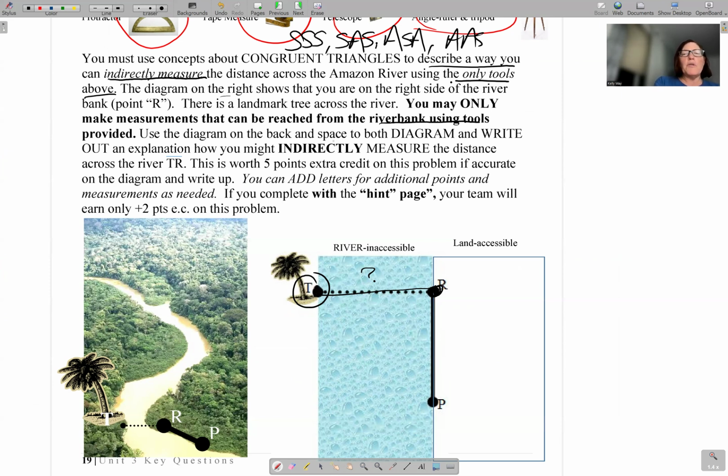You're going to use the diagram on the back, and you're going to write an explanation of how you can indirectly find this measure. Indirectly find it. It says it's worth extra credit points. You can add extra letters. So think about things you can measure from the riverbank only.